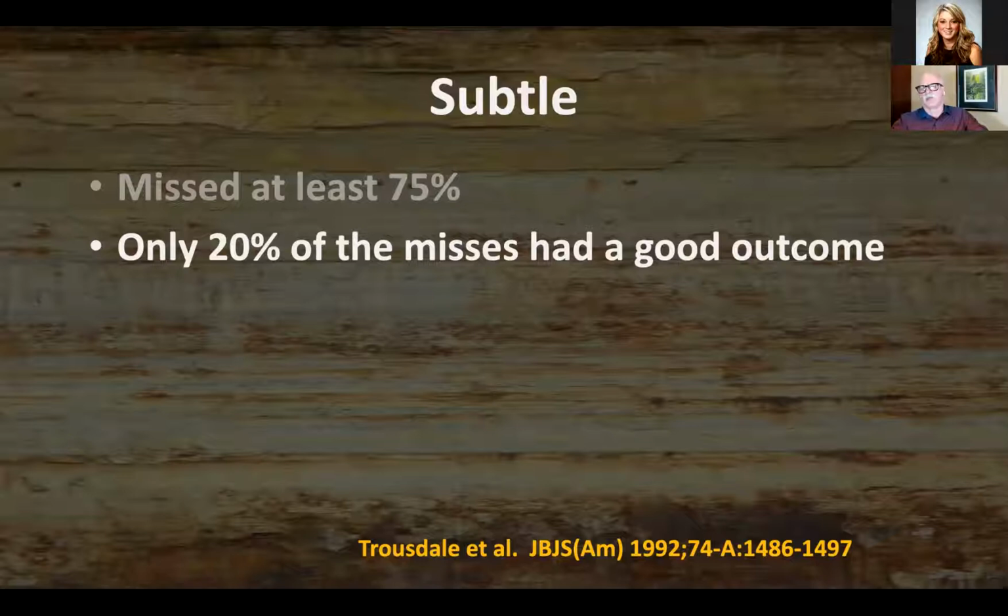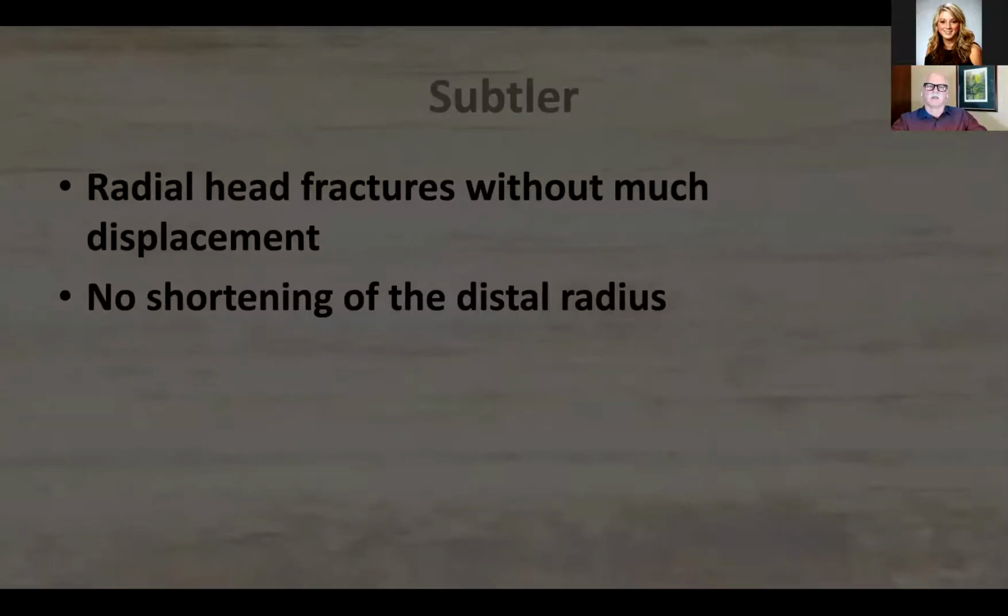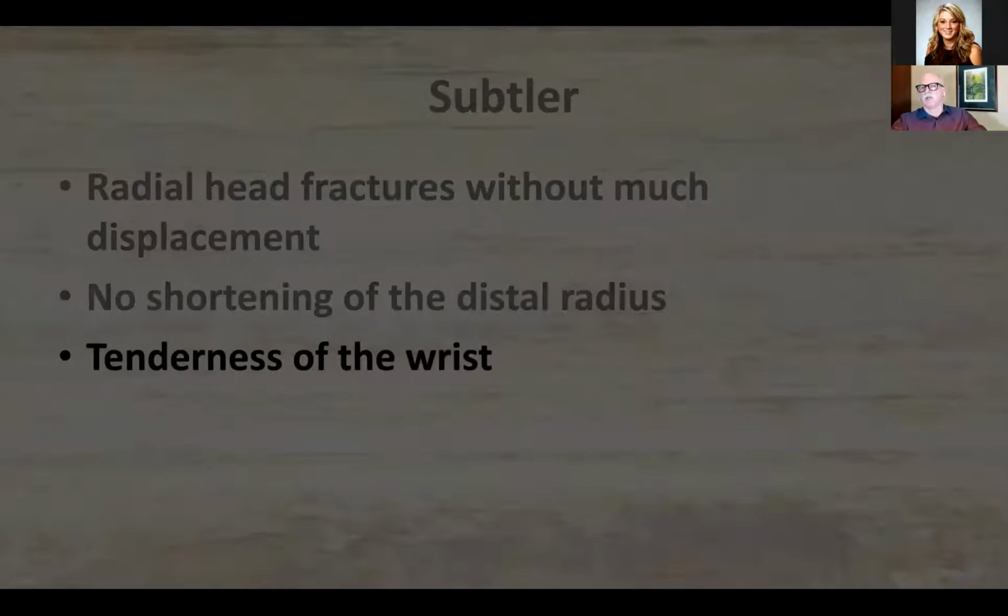So it'd be sort of nice if we made the diagnosis so that the orthopedist has a chance for a good outcome, which means the radius has to be operated on to maintain its length. Well, even worse, radial head fractures without displacement are very common, and there are many Essex-Lopresti injuries that don't have shortening of the radius, but they will have tenderness of the wrist, and they don't have this displacement, so they're very hard to tell.